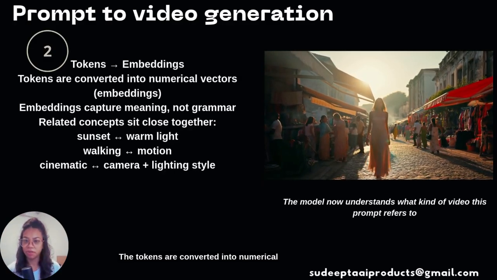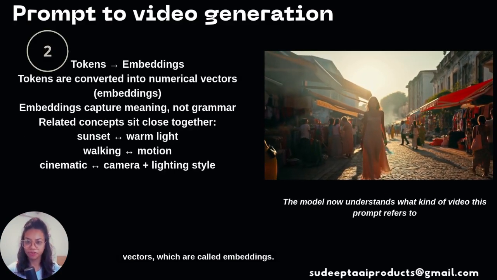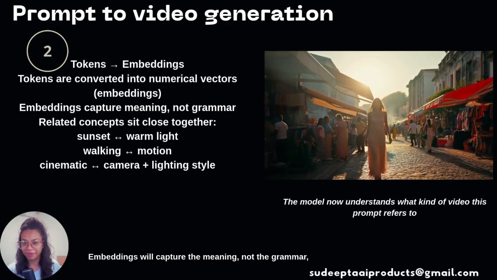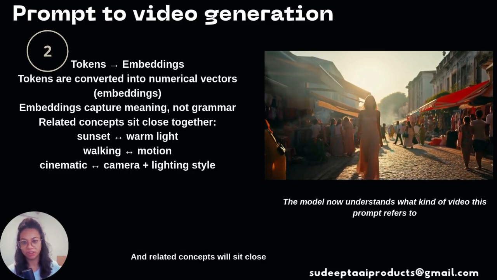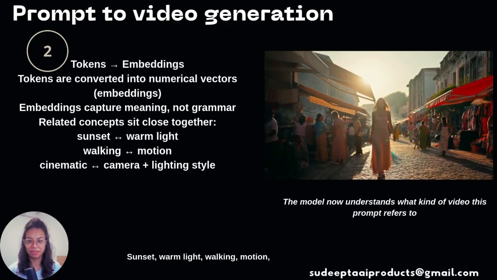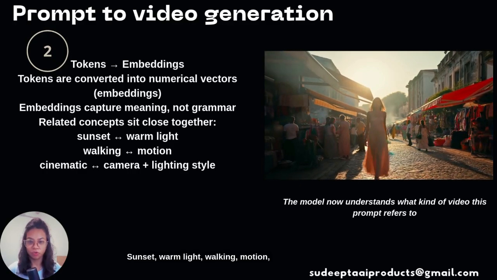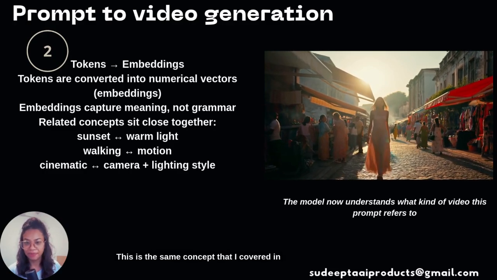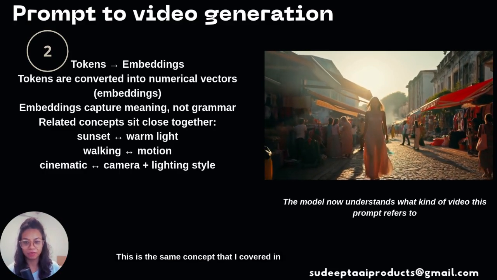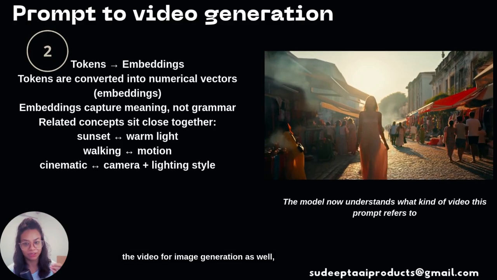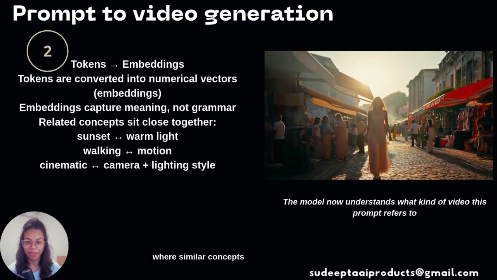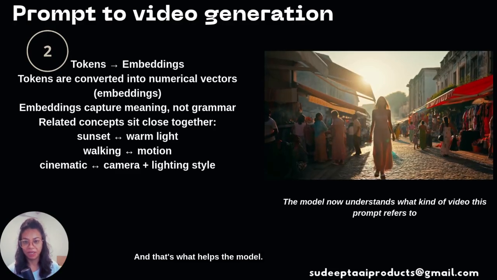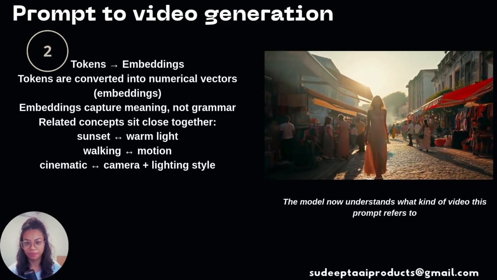The tokens are converted into numerical vectors, which are called embeddings. Embeddings capture the meaning, not the grammar, right? And related concepts will sit close together: sunset, warm light, walking, motion, cinematic is camera and lighting style. This is the same concept that I covered in the video for image generation as well, where similar concepts sit together, and that's what helps the model.